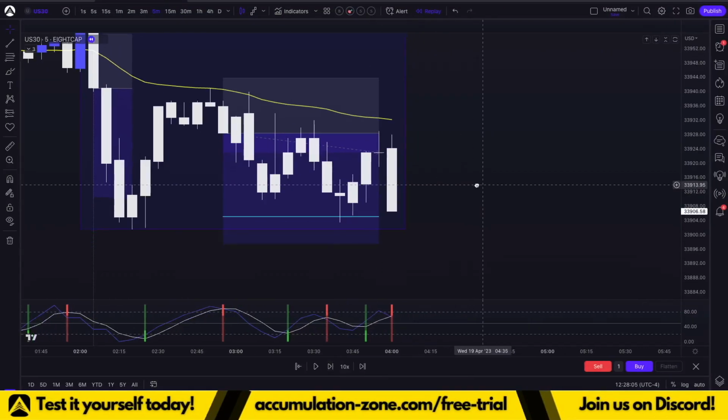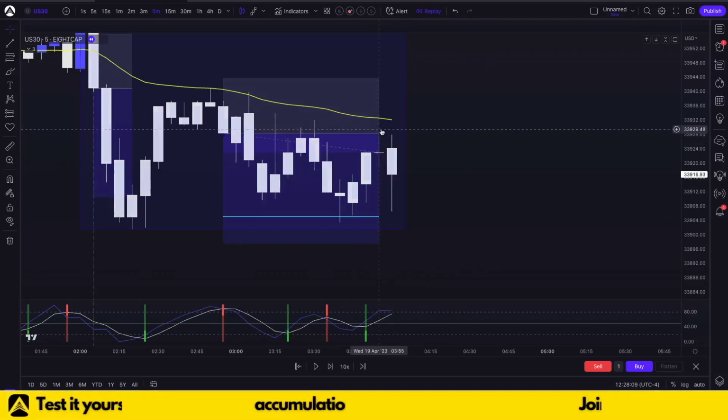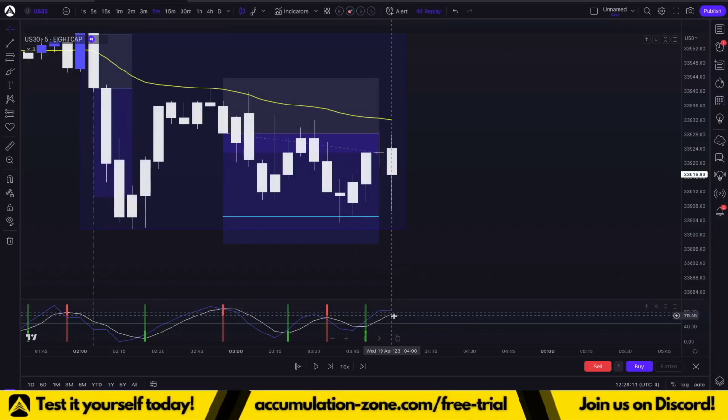So let's see, because right here, once we have been taken out at break even, we immediately rejected again. And we can also see that our stochastic RSI is about to cross over, very likely on the very next candle.